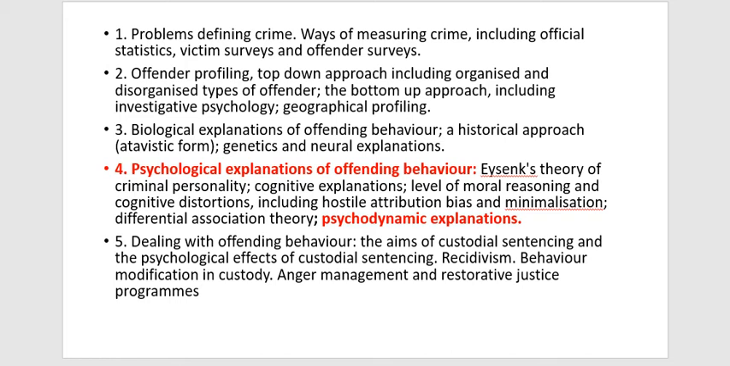So you start off with Eysenck's theory of criminal personality, which obviously has a biological element to it. You then look at your cognitive explanations. You look at level of moral reasoning and cognitive distortions, including hostile attribution bias and minimalisation. So important to know the difference between those two biases. Differential association theory, which you should have just done if you've looked at the lesson previous to this one.